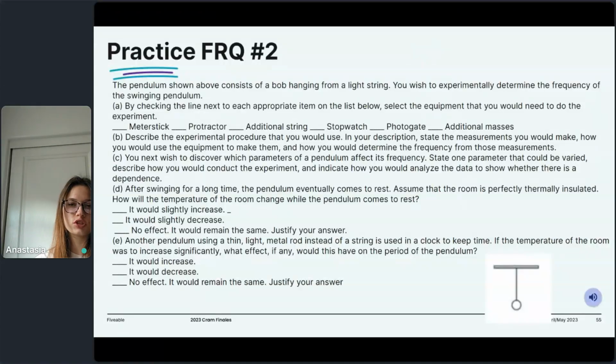The first question is going to be asking you what equipment you would want to use to determine the frequency of the swinging pendulum. And then the second one is going to be the experimental procedure that you would use. Make sure that you state the types of measurement, how you would make the measurements, and how you would determine the frequency from those measurements.